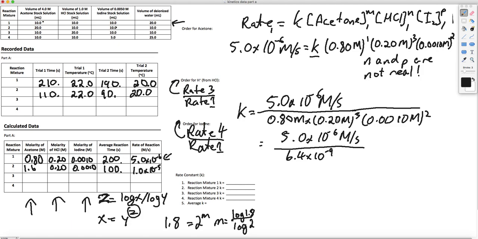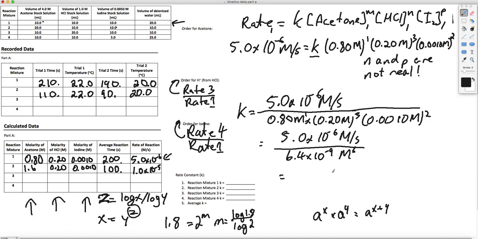So it's 0.80 times 0.20 cubed times 0.0010 squared. But the other part of that unit is the molar. We've got molar to the 1, molar to the 3, molar to the 2. And when we multiply all of those together, we get molar to the 6th. Now the way I get the 6th there is that 1 plus 3 plus 2 is 6, because whenever you're multiplying powers together, you add the powers. So if you've got a to the x times a to the y, that equals a to the x plus y. So that's what I've done there. So that's M to the 6th.